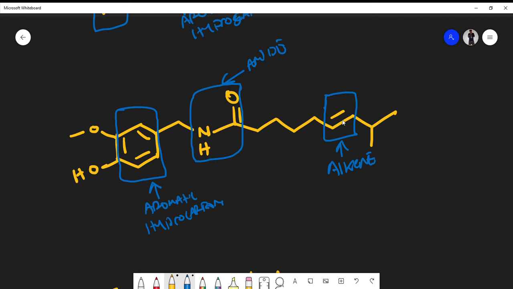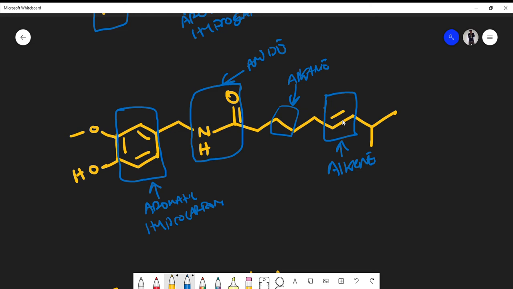A single bond, even though it's a functional group, we don't really classify it as a single bond group. Any carbon chain, like any long carbon chain like this, is what we call an alkane. But again, it's not really something you want to worry about. You want to know what your alkenes are, and your alkynes will be your triple bonds.